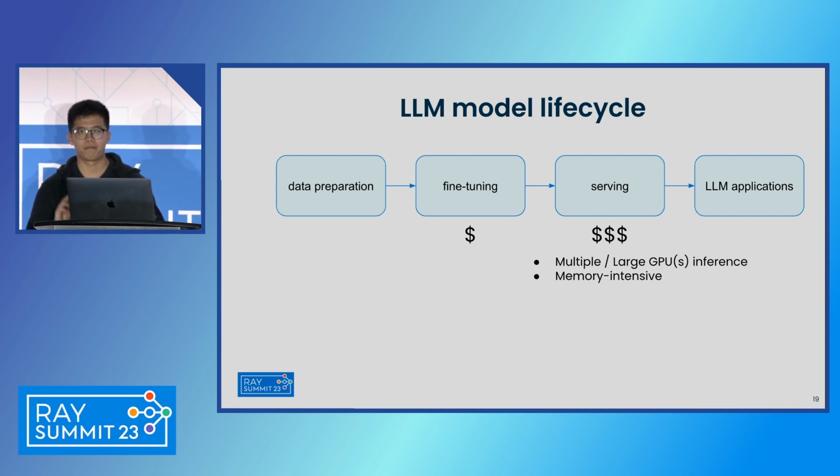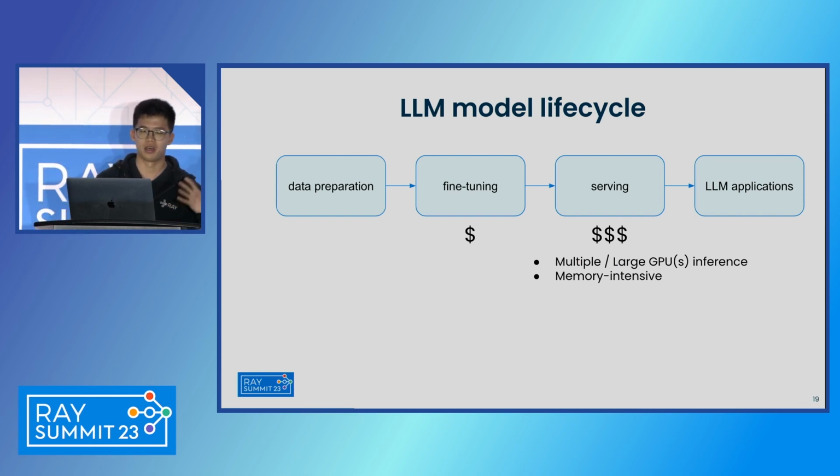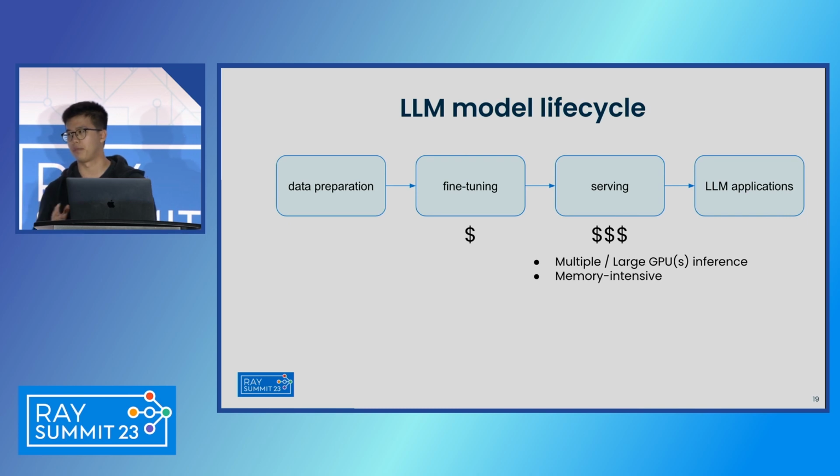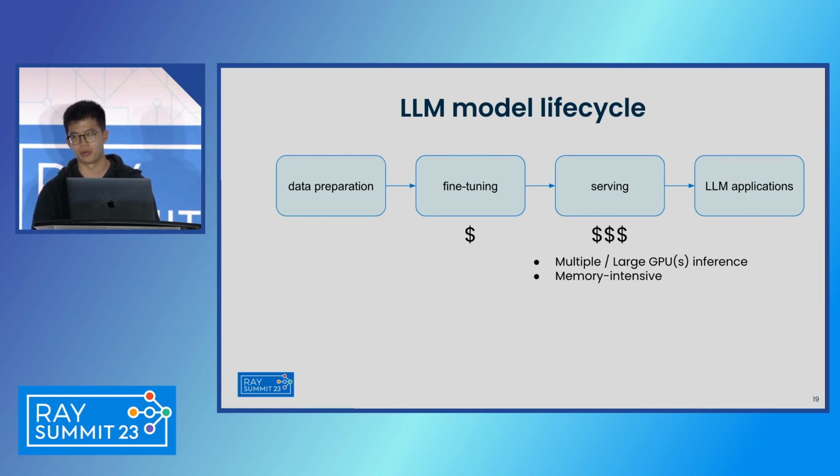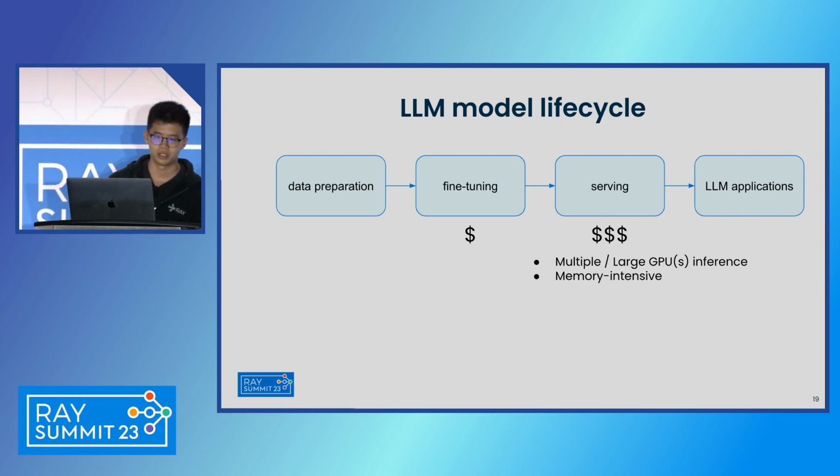Yeah, and the fine-tuning will not cost a lot of money, but for the serving, it's a totally different story because the model becomes very large. For example, like the Llama 2 70B, in most industry cases, we will not use the quantization, so we will use FP16 for each parameter. So it requires 140 gigabytes of GPU memory. So we need multiple and large GPUs for the inference. So it becomes very memory intensive.